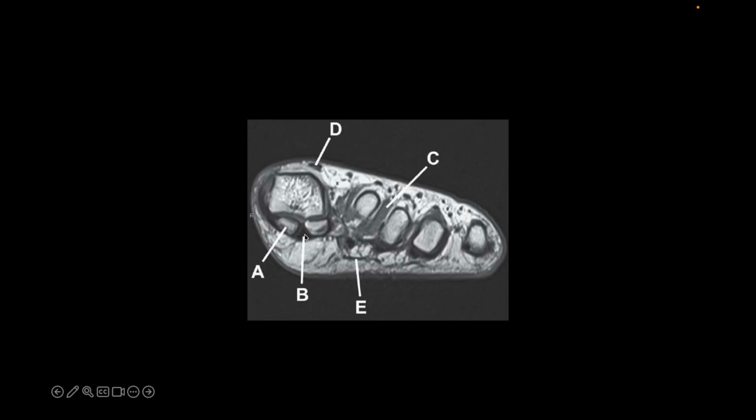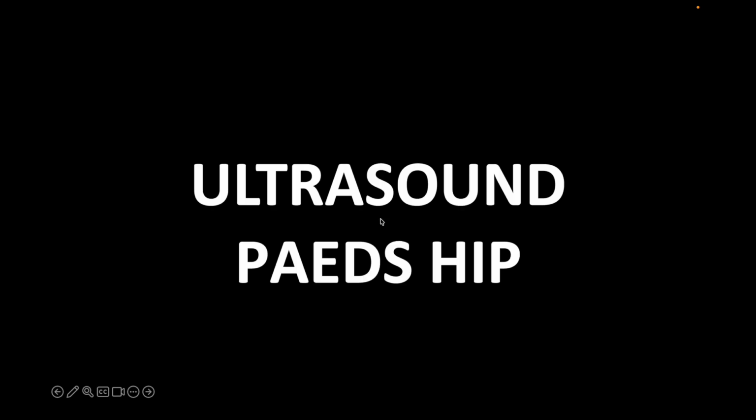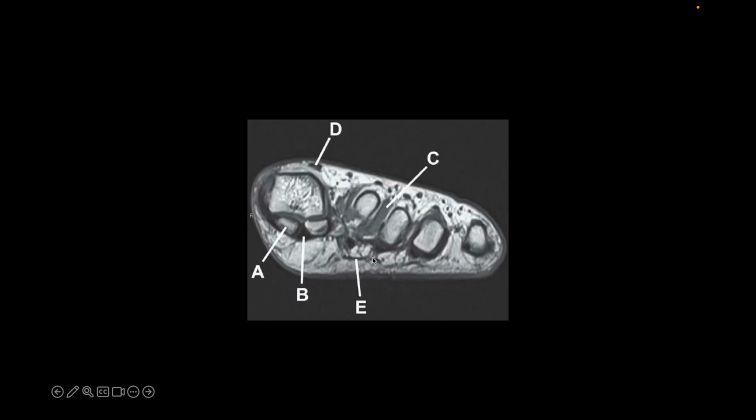B is your flexor hallucis longus tendon, which runs through and then attaches to the big toe, and that passes between the two sesamoid bones. See, if they show you a muscle here, just say it's an interosseous muscle. And then this is part of your plantar fascia here. This is going towards the toes. And then D is your extensor hallucis longus tendon here.